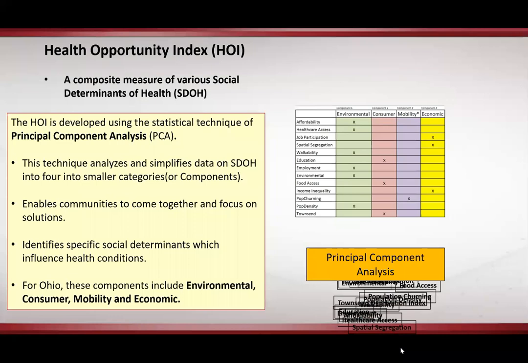One of the things that the Health Opportunity Index helped us to understand is that while we do have very serious social determinants, they tend to occur in groups. So for example, when we look at the economic component, job participation, spatial segregation, income inequality for Ohio tend to occur together. When we think about the environmental impact, issues of affordability, healthcare access, walkability, employment, environmental or pollution, and population density, those social determinants tend to occur together.